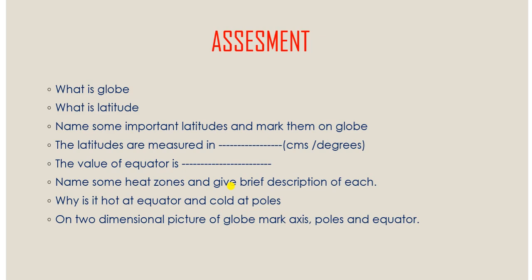The latitudes are measured in centimeters or degrees. The value of the equator is dash dash. Name some heat zones and give a brief description of each heat zone. Why is it hot at the equator and cold at the poles? On a two-dimensional picture of the globe, mark axes, poles and equator.